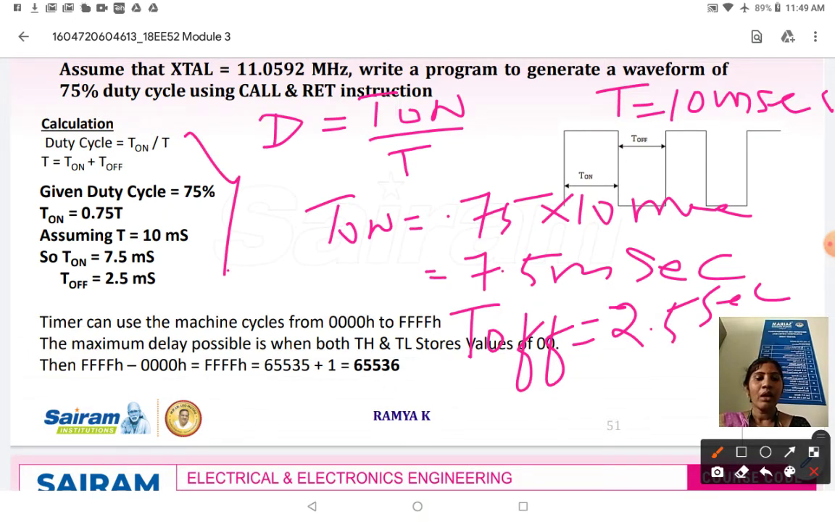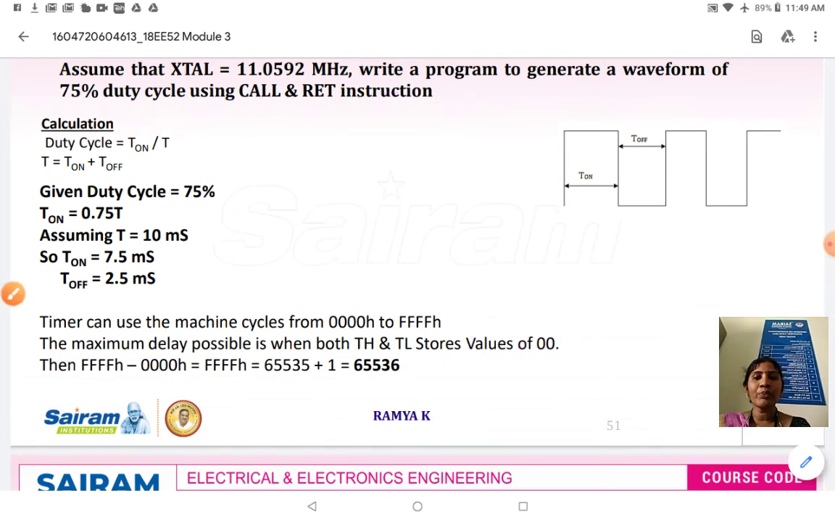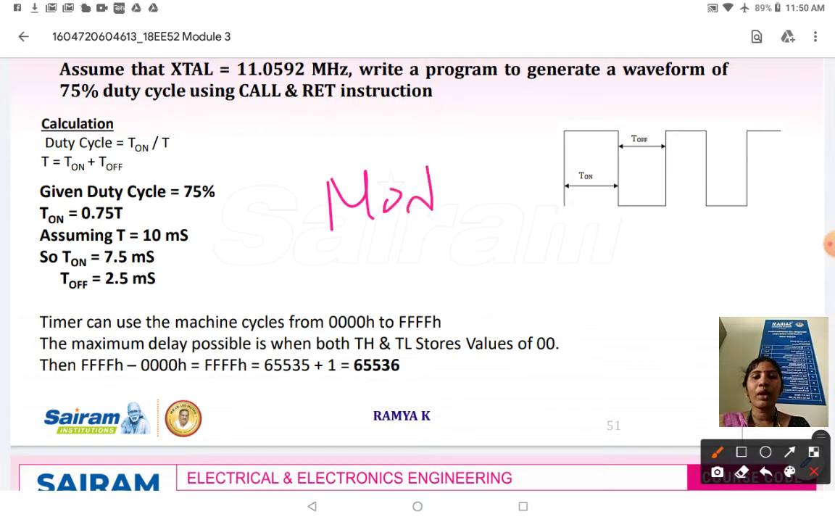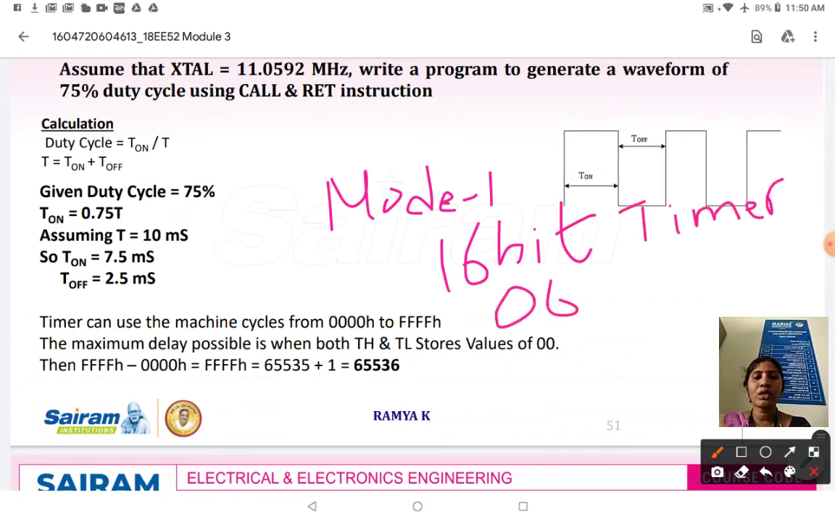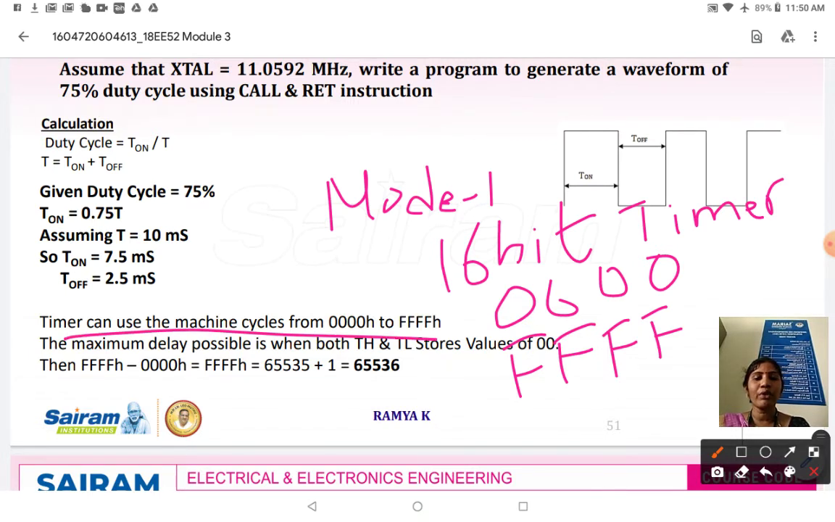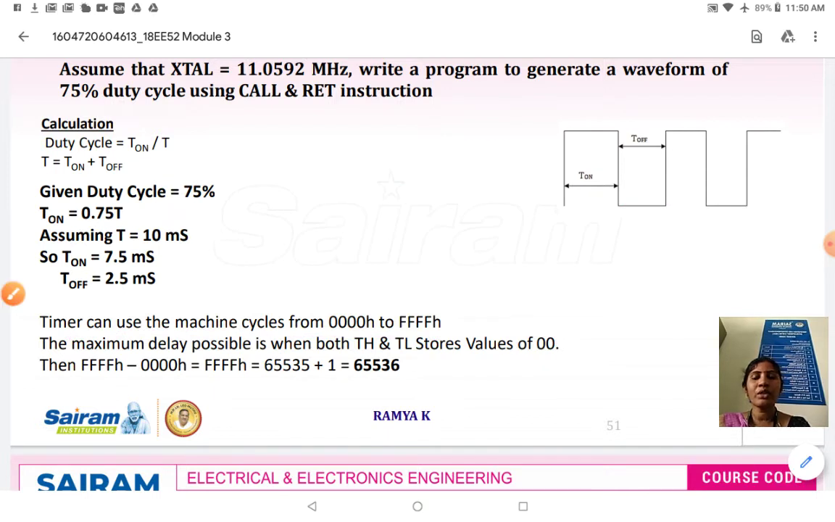Okay. Then I'm planning to write this particular program in mode 1. So mode 1 is nothing but 16-bit timer. In case of your 16-bit timer, the minimum count is 0000 and the maximum count is going to be FFFF. Okay, this is one. So the timer can use this machine cycle from 0000 to FFFF. I need to load this particular value in my timer register.